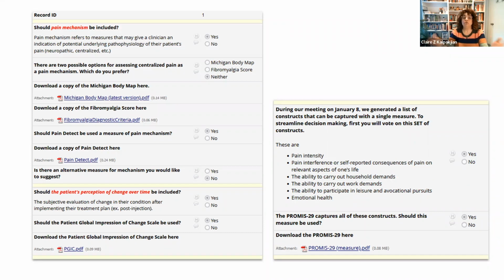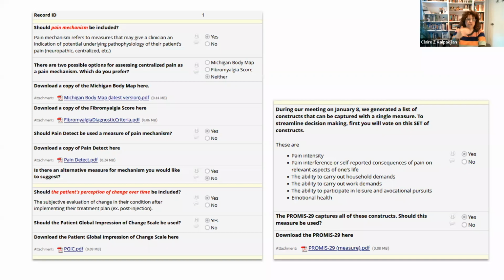And then there's two possible ways to measure it. And this was, again, generated primarily through the team champion, knowing there were certain measures that were commonly used that they might consider. So you can see here on the left-hand side, they could say they liked either the propositions or neither of them. They could download the versions so they could see what the items were.